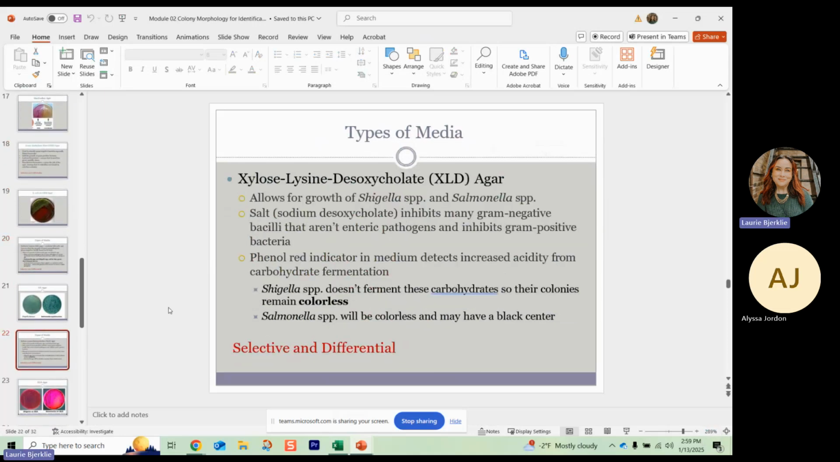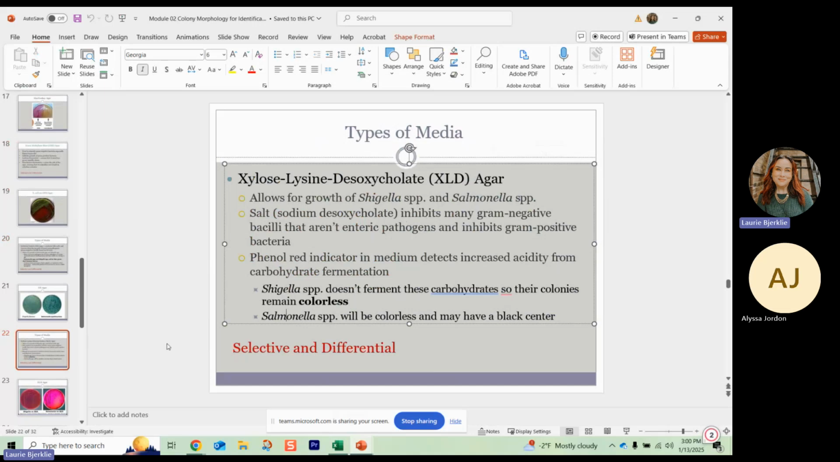All right, the other one that's very similar to HE is XLD agar, known as xylose lysine desoxycholate. That's not an easy word to say. XLD, easier to say. Same purpose, looking for Shigella and Salmonella. So again, it's selective because it's looking for gram-negative rods, specifically Shigella and Salmonella. Most labs are going to have either an HE plate or an XLD plate on hand. And then the differential part, same thing here, fermentation. Shigella and Salmonella will be colorless when they grow on here. And again, Salmonella might have that black center due to H2S production.